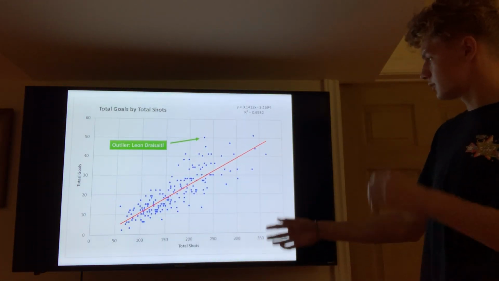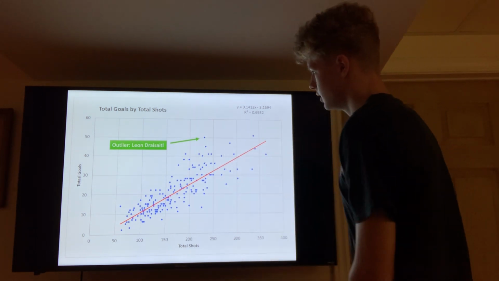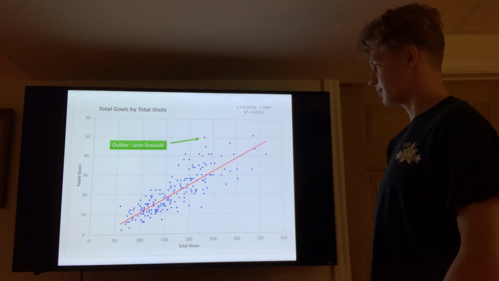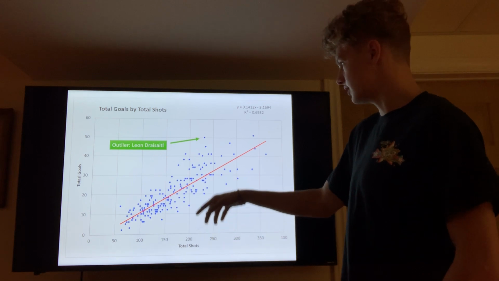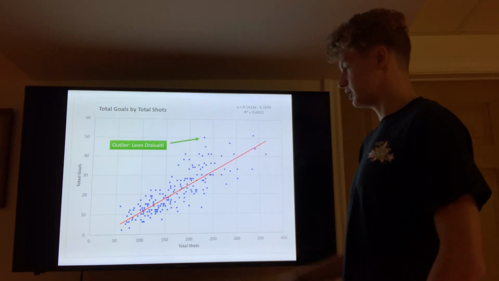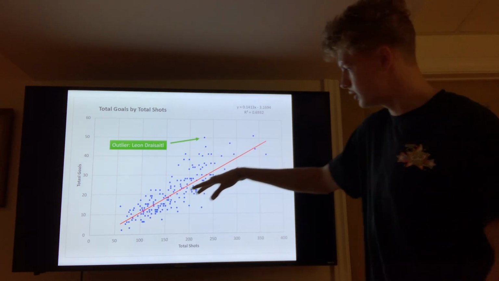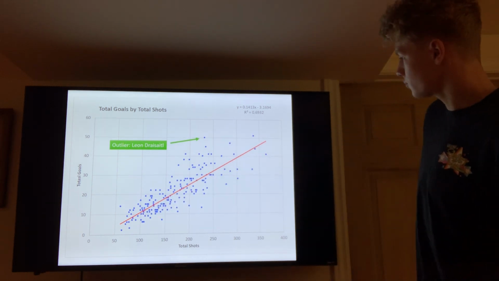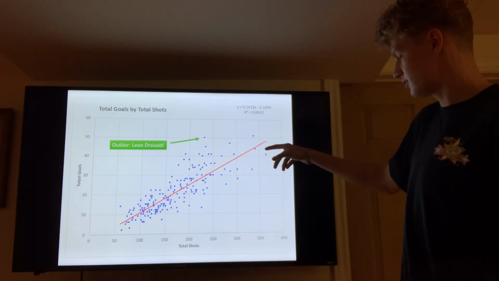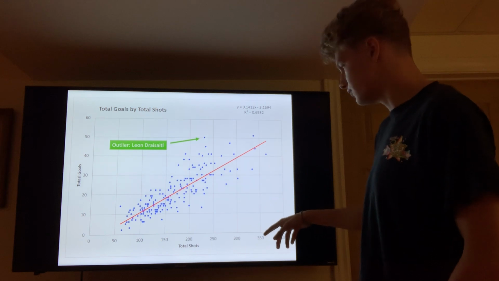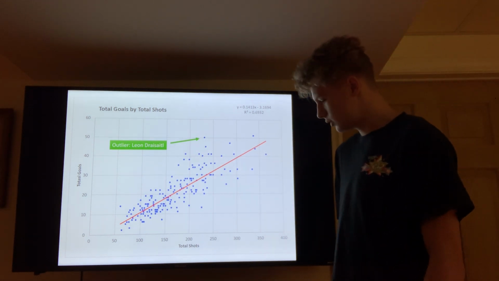Okay, so here's our first scatter plot. You can see our outlier, Leon Draisaitl, a pretty outstanding player in the NHL. Around a quarter of his shots led to goals. That's pretty good, and so he's definitely an outlier here. And then you can see Alex Ovechkin, who's closer to the norm, into the line. He actually took more shots, almost 350 shots, but he scored only one more goal than Leon Draisaitl.